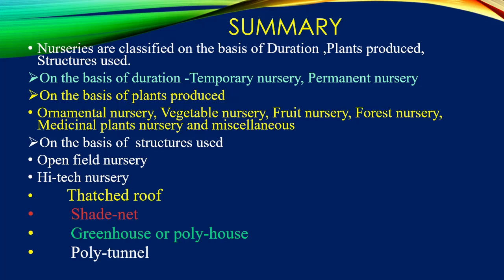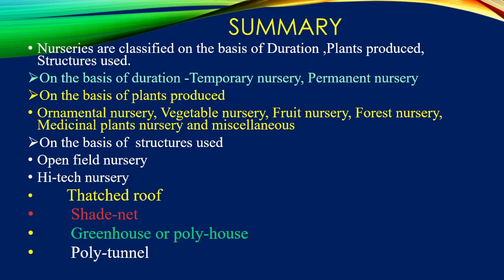One is the open field nursery, which does not have any permanent protective structures. Here the plants are grown in the open field and they are prone to the environmental conditions. Next is the high-tech nursery. A high-tech nursery has many protective structures. Some of them are thatched roof, shade net, greenhouse or polyhouse, and polytunnel. So these are some of the protective structures that are seen in high-tech nurseries.